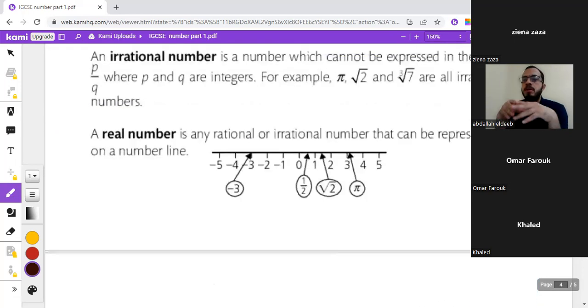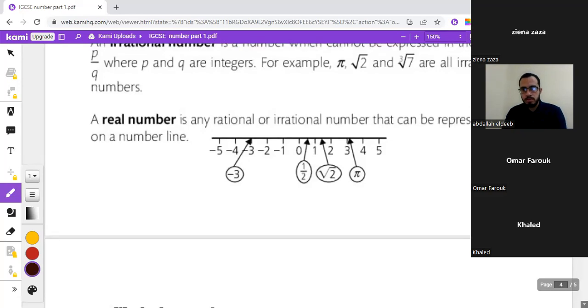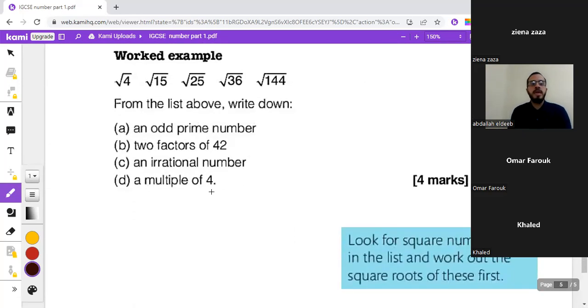Real numbers is all the numbers. Real numbers are whole numbers, integers, rational, irrational. Any number is a real number. A real number is the family of all the numbers. Now I give you a question. This task 2, take 5 minutes. You have to finish before 10:50. Try to solve these questions, okay?